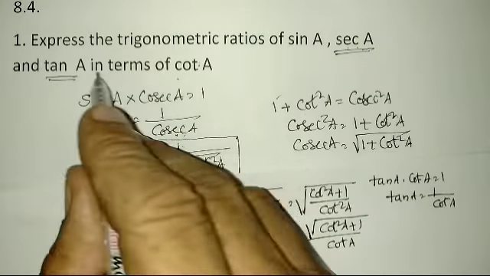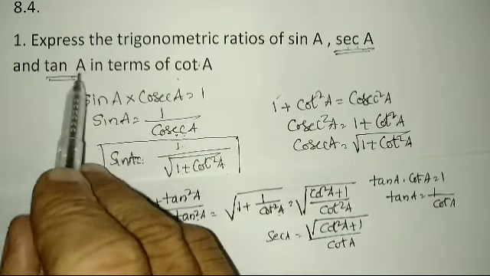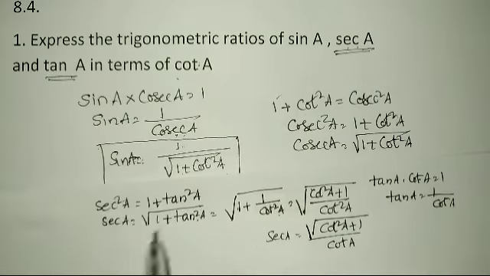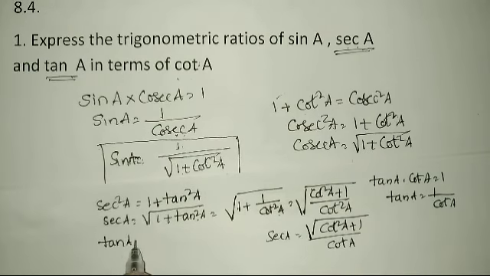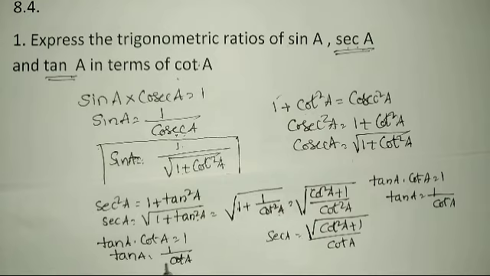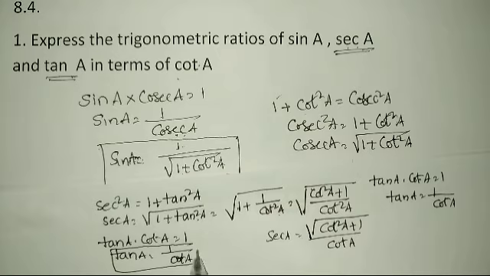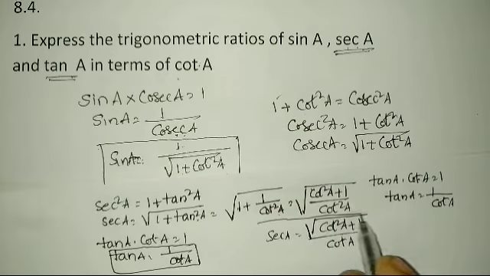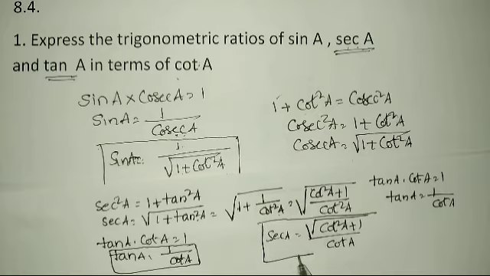Now the last one is what? Tan A. We have a direct identity with respect to tan A and cot A. Since they are reciprocal to each other, tan A into cot A equal to 1. Tan A equal to what? 1 by cot A. So the value of tan A is expressed in terms of cot A as tan A equal to 1 by cot A. Here secant A equal to what? Root of cot square A plus 1 by cot A.